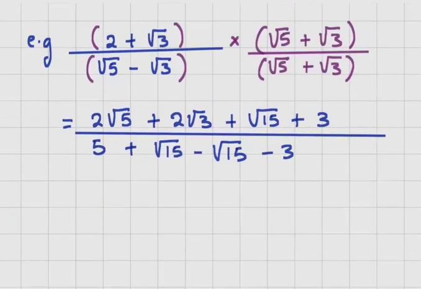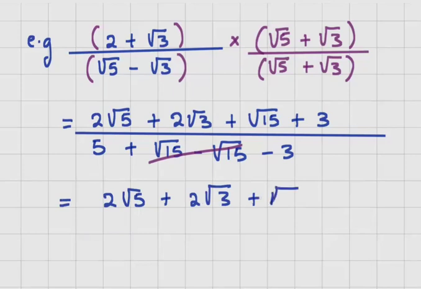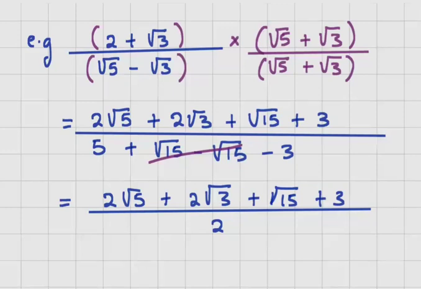But in the denominator, we can definitely simplify by collecting like terms. So the root 15 minus root 15 is essentially 0. And the 5 minus 3 there would return a whole number 2. So presenting our answer in the simplest form, we still have the same numerator, 2 root 5 plus 2 root 3 plus root 15 plus a whole number 3, whole divided by a whole number 2 in the denominator. We have just achieved our objective. No more surds in the denominator, no trace of any roots in the denominator, and that's exactly what we wanted.